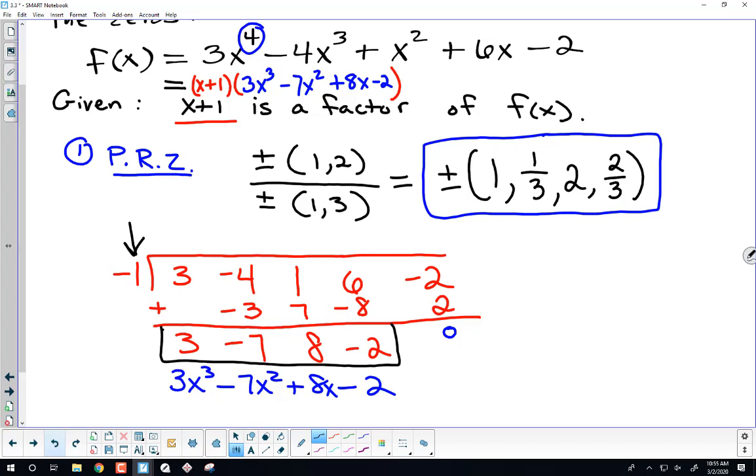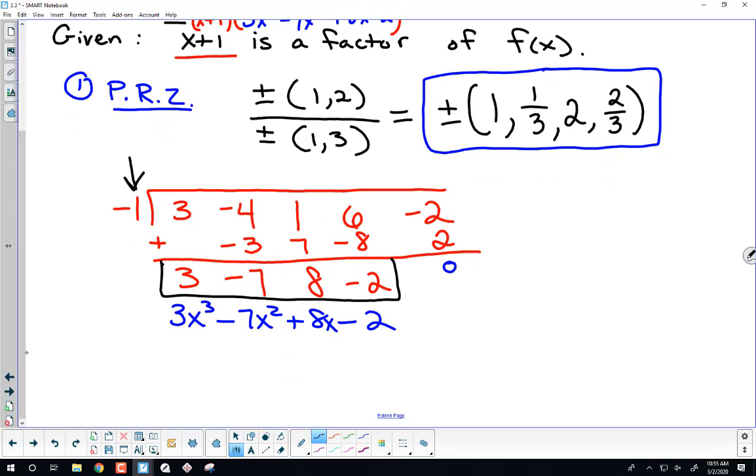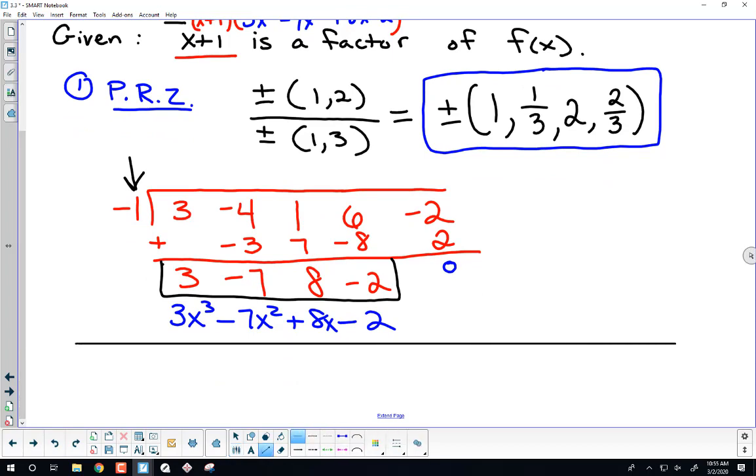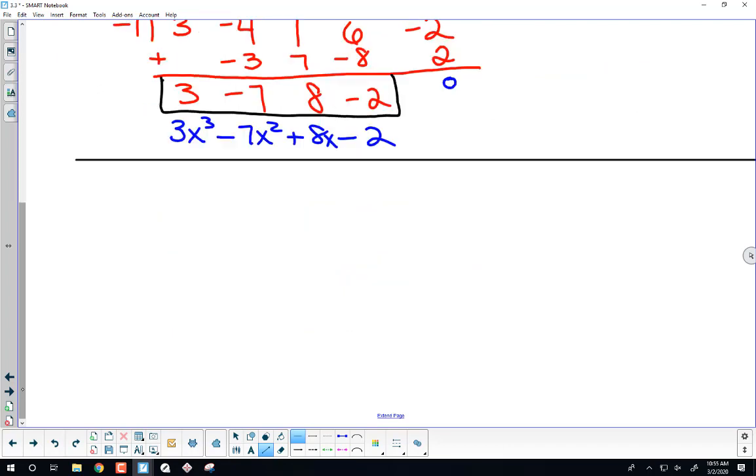Okay, so this work right here, we're just going to ignore it because that's pertaining to the original function, and we've already broken the original function down. The process that we're using is exactly the same though. And we'll just note that here.